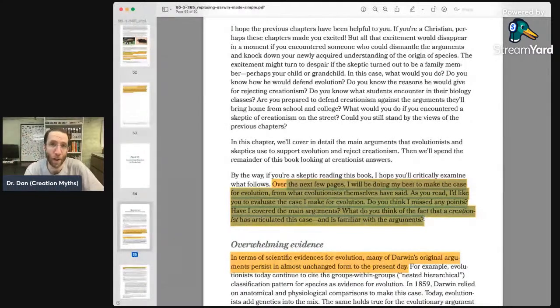So does anybody have a prediction in terms of how Dr. Jeanson makes this case? Does he make what an evolutionary biologist thinks is a strong case for evolution?